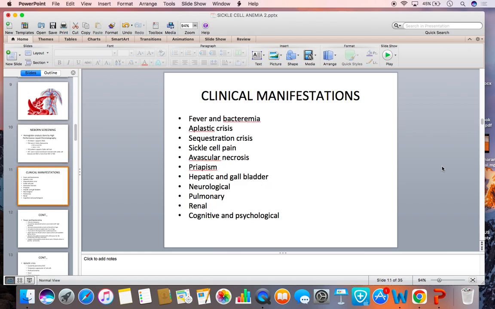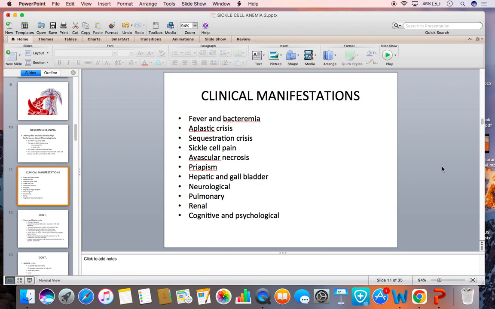Then coming to the clinical manifestations. They may present with fever or bacteremia. Children with sickle cell disease suffer from recurrent fevers. That's mainly because of the immune deficiency and due to early onset of functional asplenia, which will be seen as early as 6 months of age in a child with sickle cell anemia. So that presents with the fever associated with bacteremia.